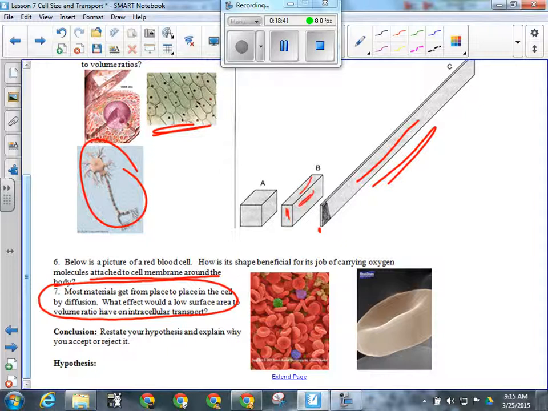What you have to look at is, does that shape do that? And then for number 7, this is kind of the big, most important question in the analysis, and it's what we've been talking about the last 2 days. Most materials get from place to place in the cell by diffusion. What effect does a low surface area to volume ratio have on intracellular transport? That one should be fairly easy. Then your conclusion, and that's it. You don't have any evaluation because there's no sources of error here. We didn't take any measurements.